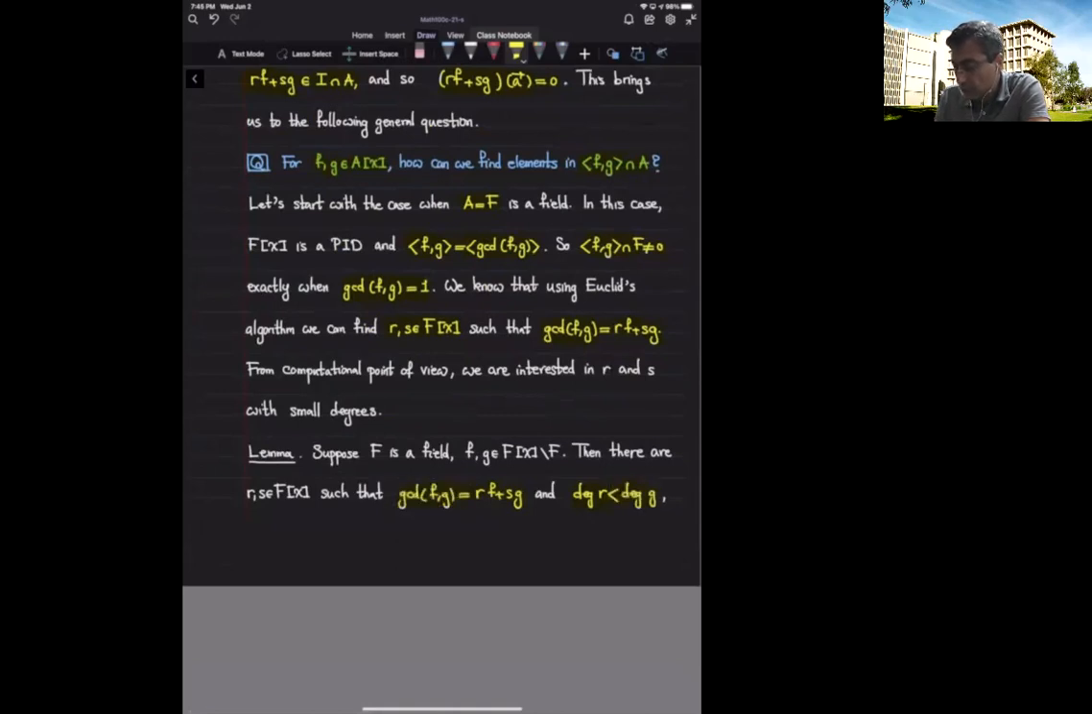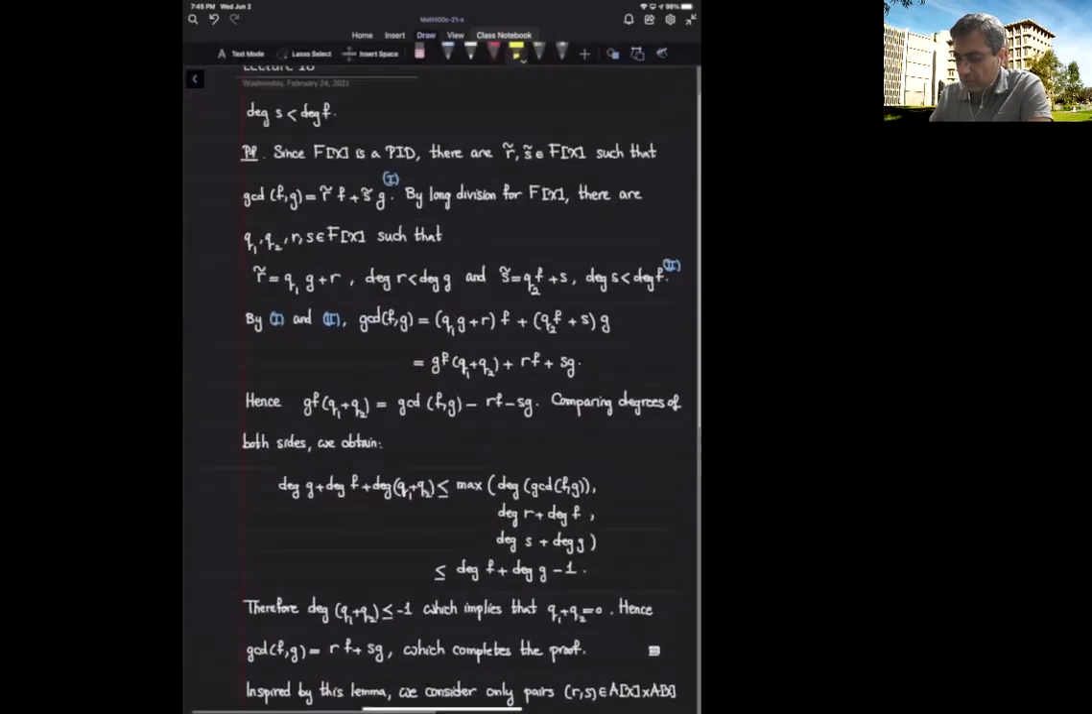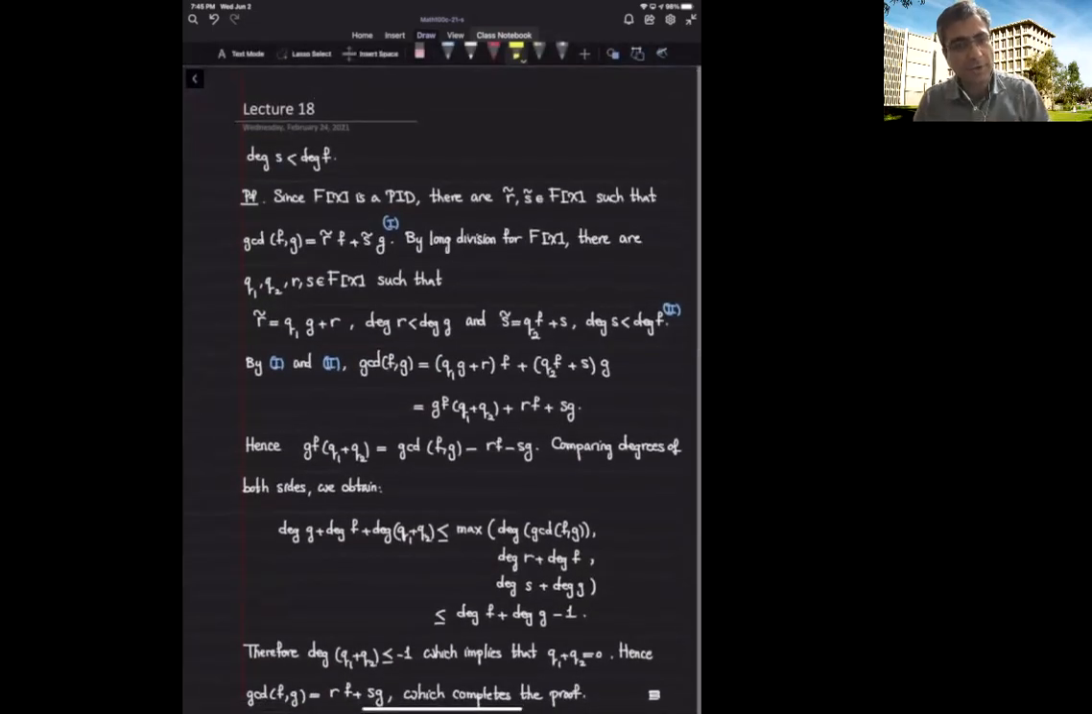So this is what we are going to show, that degree of r is less than degree of g, and degree of s is less than degree of f. So rf and sg, both of them are going to have degrees strictly less than the sum of the degrees of f and g. Okay, so that's our claim. Essentially, we are claiming that we don't need to consider large degree polynomials. I can focus only on those polynomials whose degree is strictly less than degree of g and strictly less than degree of f. Okay, let's see how the proof goes.